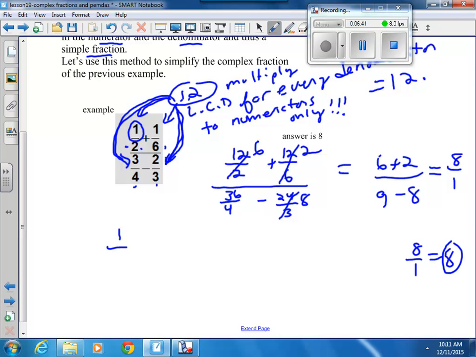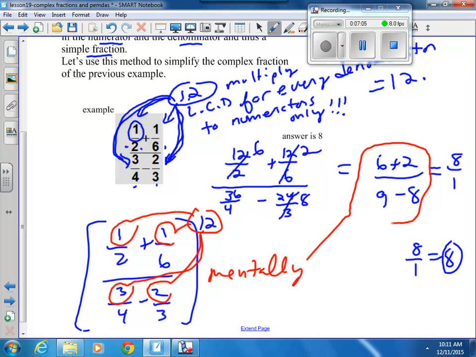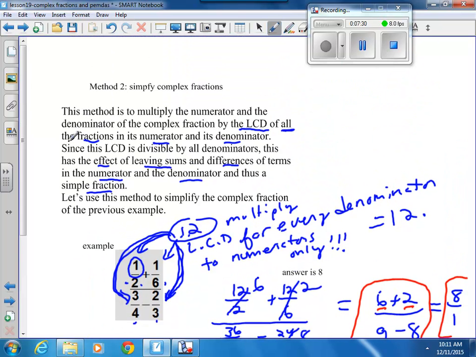And just think about it like this. I'm going to rewrite the problem. If you take that common denominator through, I just draw giant brackets around it, take the LCD, and send it through to the numerators only via multiplication. If you do it in your head, practice it mentally, you can arrive at this step very easily. 12 times 1, 12 divided by 2 makes 6. 12 times 1, 12 divided by 6 makes 2. 12 times 3, 36 divided by 4 makes 9. 12 times 2, 24 divided by 3 makes 8. See? So just practice mentally getting to this stage. That's a fun little game. All right, so that's method 2.